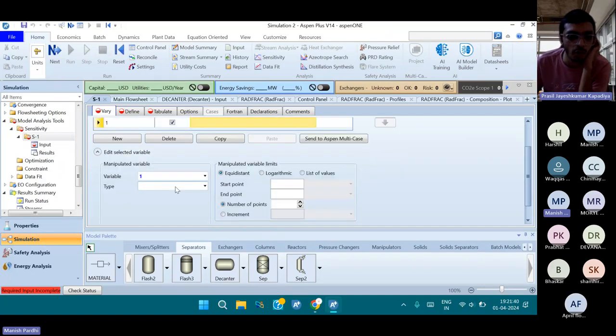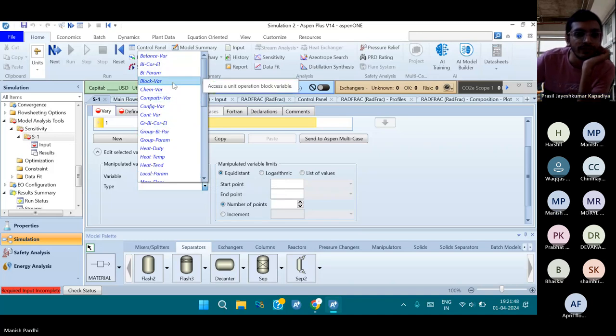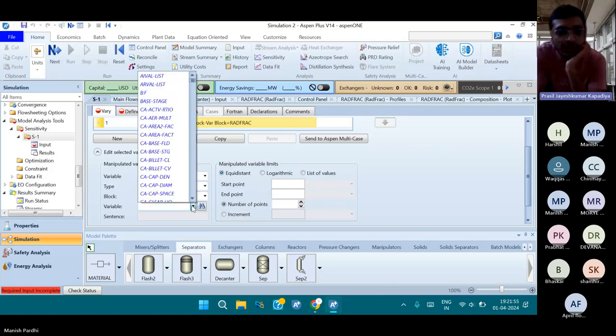Variable, block variable. I want to see the effect of the number of stages. Block variable. Block RadFrac. Block RadFrac. Is there any number of trays available? Can you see? I'm not sure.